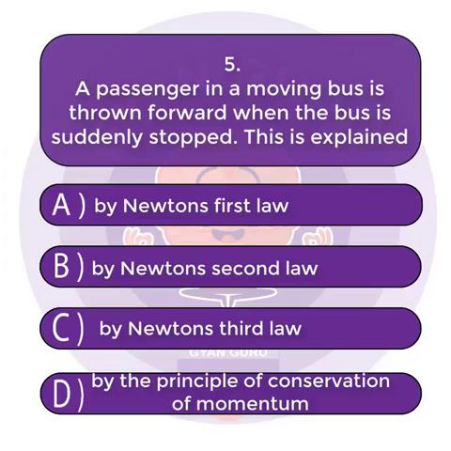Question 5. A passenger in a moving bus is thrown forward when the bus is suddenly stopped. This is explained: A. By Newton's first law. B. By Newton's second law. C. By Newton's third law. D. By the principle of conservation of momentum.